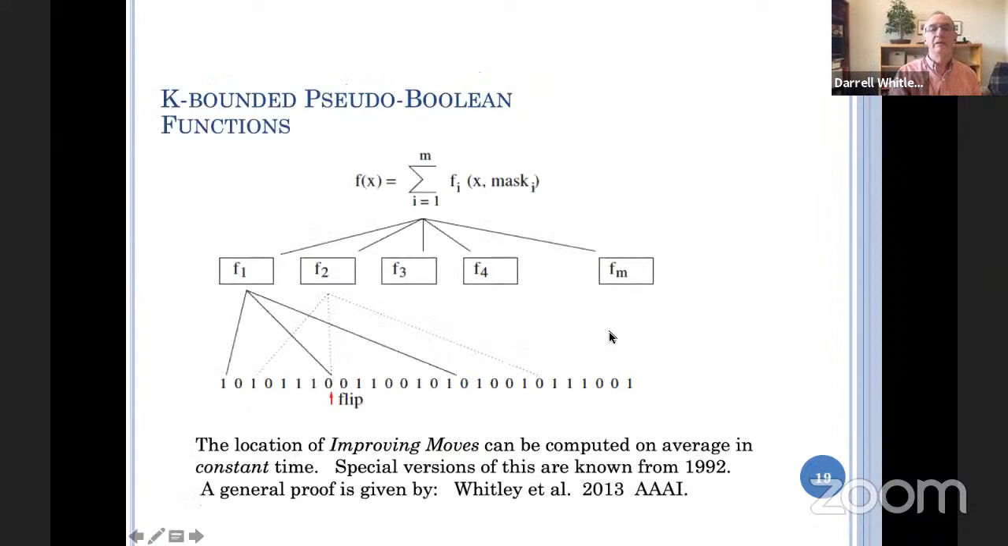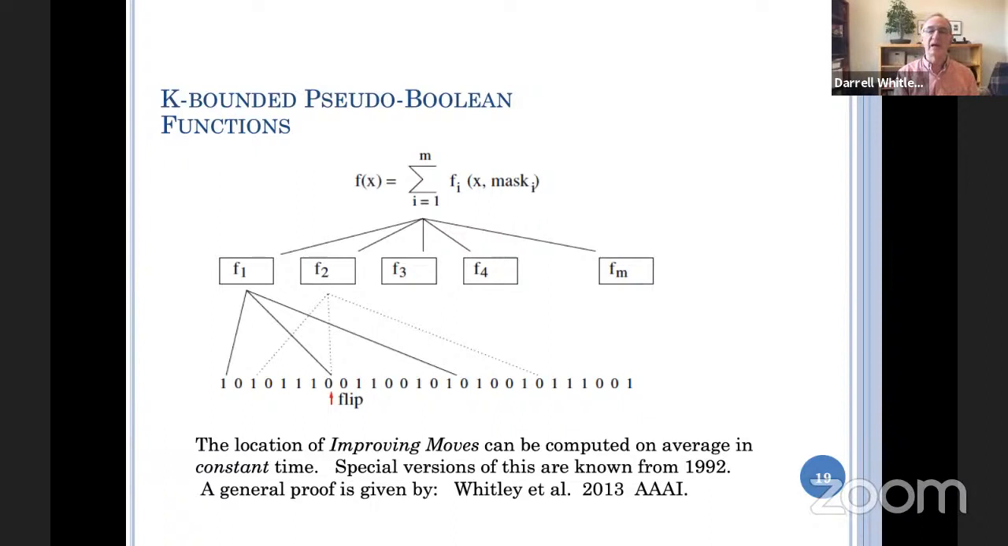Okay. Now, the next thing I want to say is that we can compute the location of improving moves for all of these K-bounded pseudo-Boolean functions. This idea has been known since 1992 for MaxSAT, when Bart Selman introduced it at AAAI. And so the idea runs something like this.